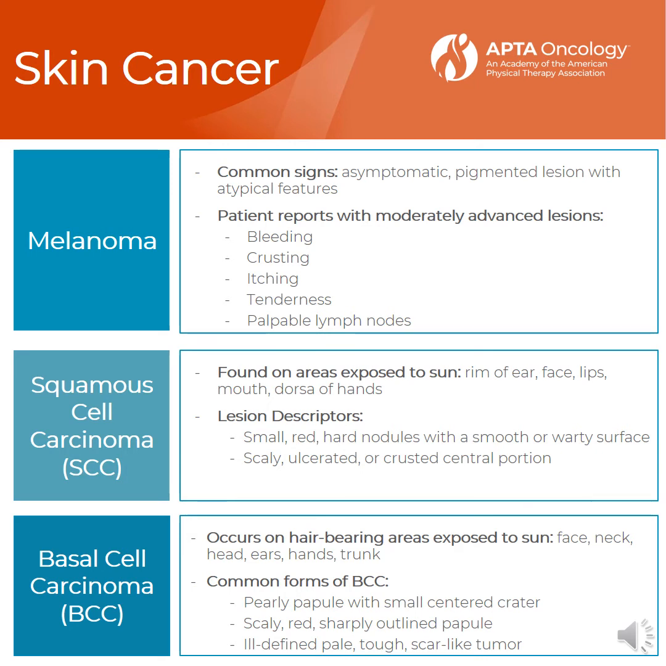Squamous cell carcinoma arises from the top of the epidermis and is found on areas exposed to the sun, which includes the rim of the ear, the face, lips and mouth, and the dorsa of the hands. Squamous cell carcinomas can also occur in scar tissue, so always ask to see and examine your patient's scars from previous surgeries, especially when there has been a history of any kind of cancer, including skin cancer.